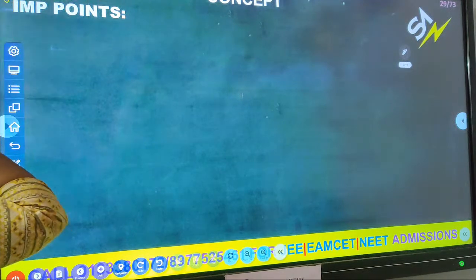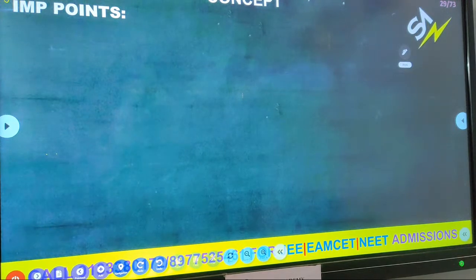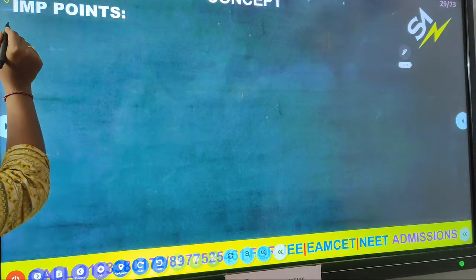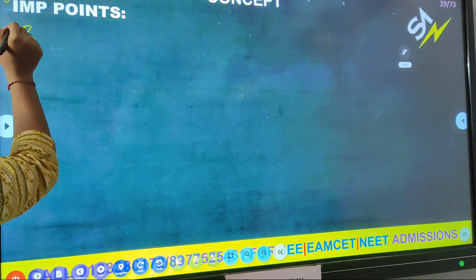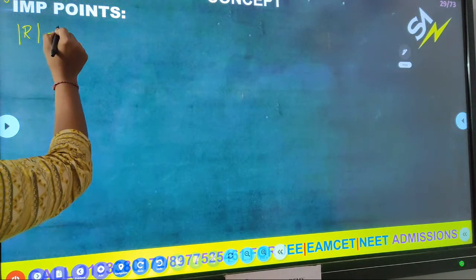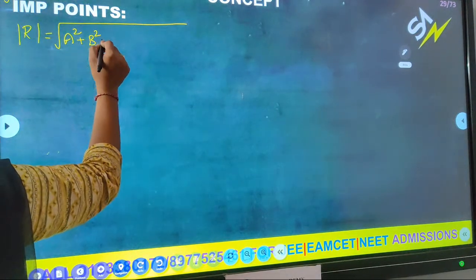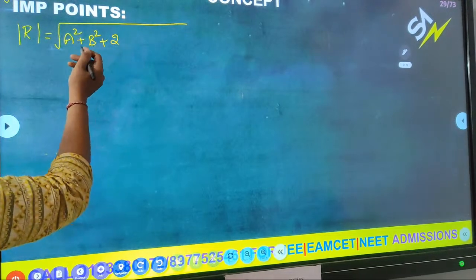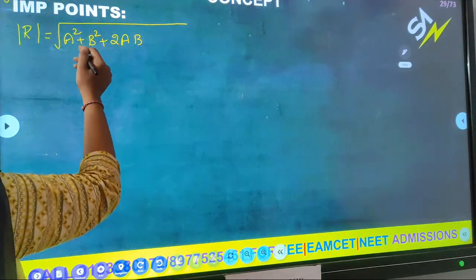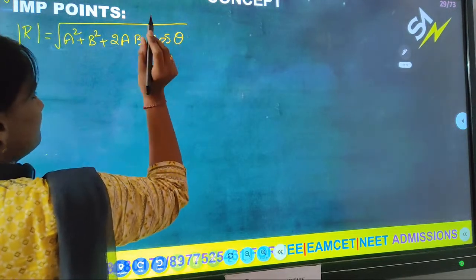Next, about the vector addition and subtraction. Let us see the important points or short tricks which are helpful to solve problems on measuring the vector quantities. So we know that the magnitude of the resultant of any two vectors, I am taking here vectors a and b, is under root of a square plus b square plus 2ab cos theta.